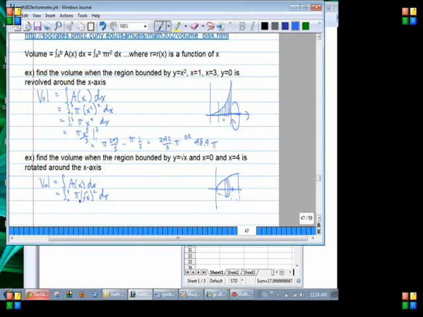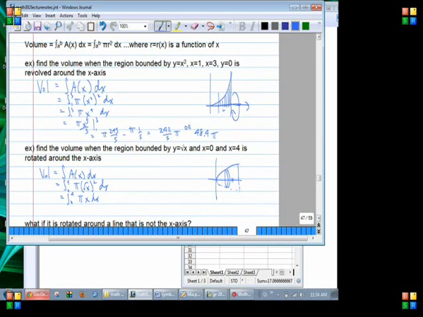So you're going to go from 0 to 4, pi x dx. So this is working out to be an easy one. So this is pi x squared over 2 from 0 to 4. And that's just 8 pi minus 0. It's just 8 pi.